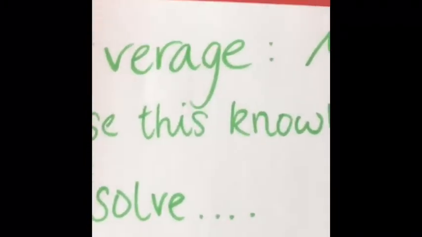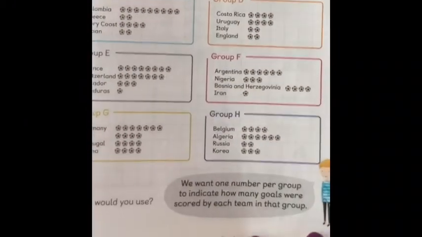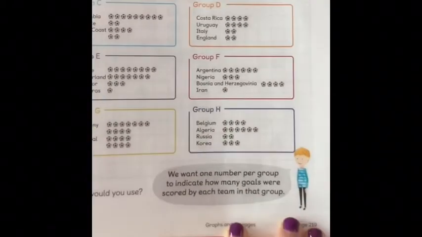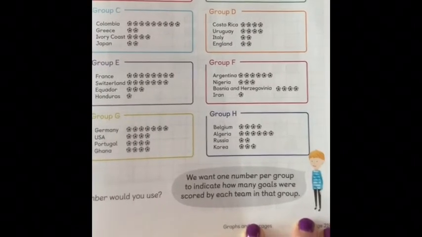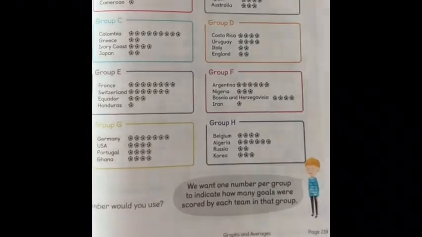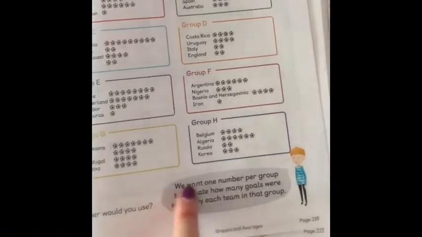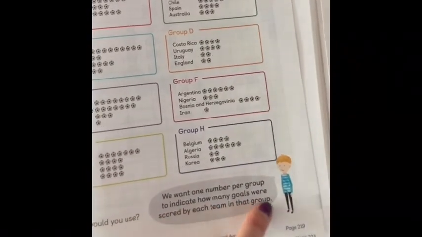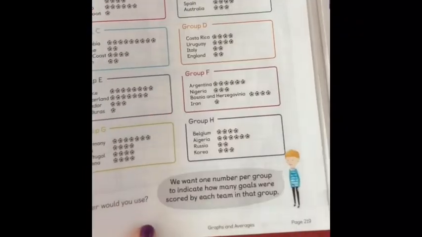It's really important that you understand an average is another word for the mean. You might get asked in a question, what is the mean slices of pizza? It just means what's the average. We need to use this knowledge to solve this problem. There's a chart of the number of goals scored in a football tournament, with groups A, B, C, D, E, F, G and H. You need to put one number per group to indicate how many goals were scored by each team in that group. What number would you use?